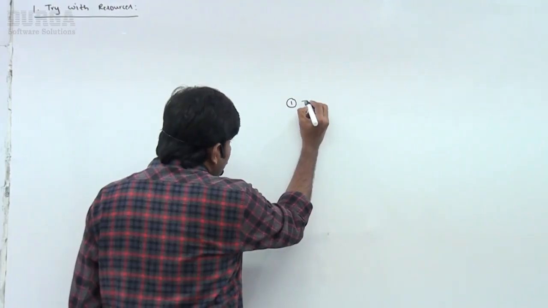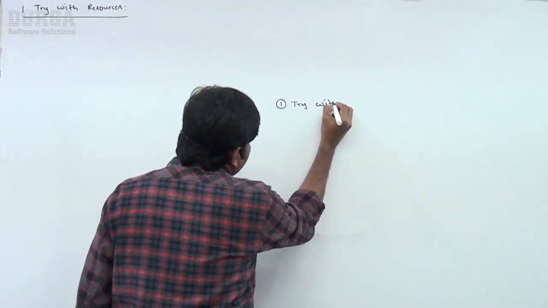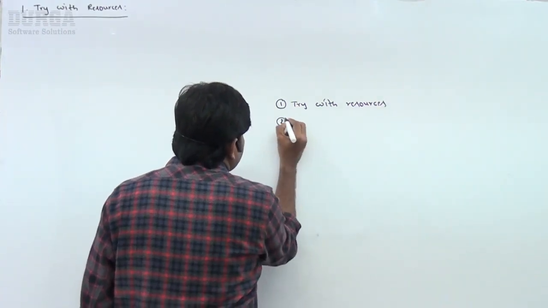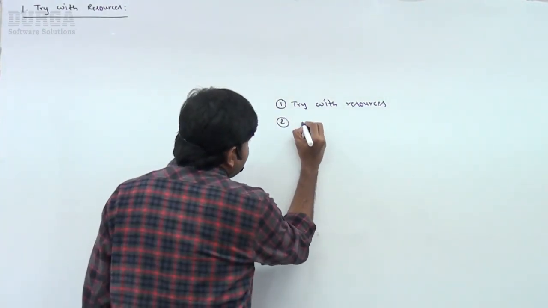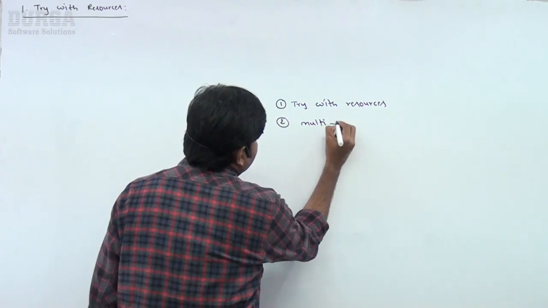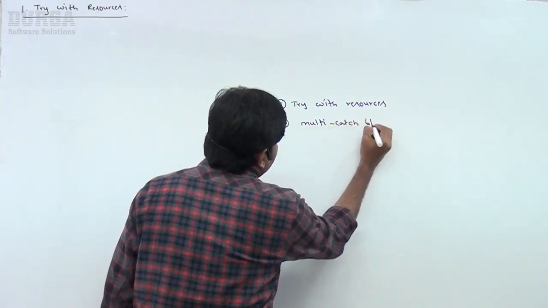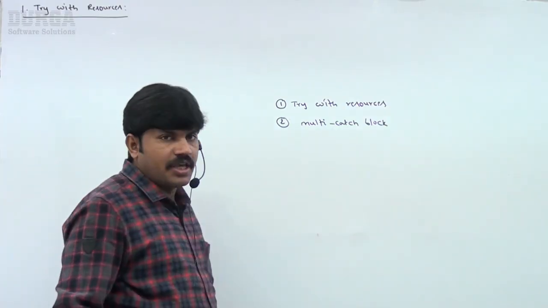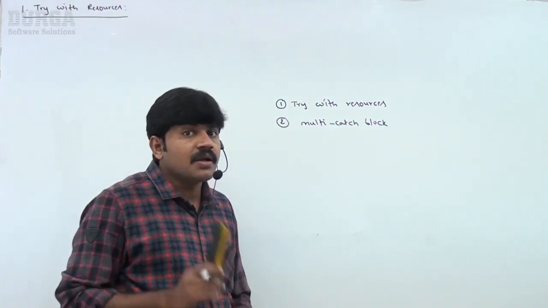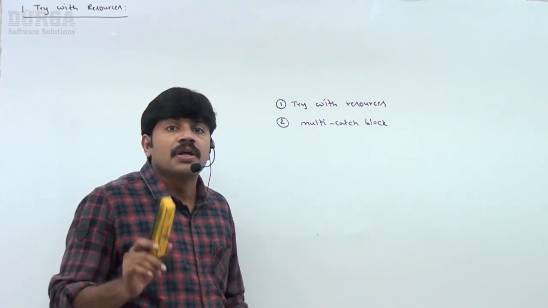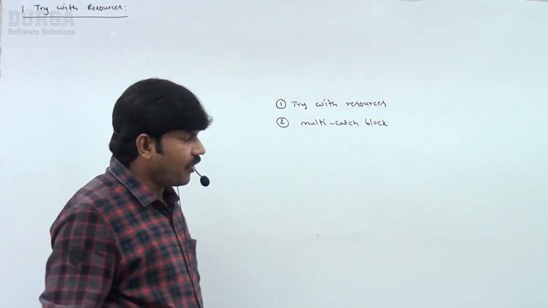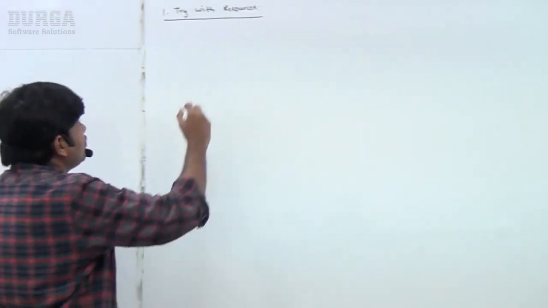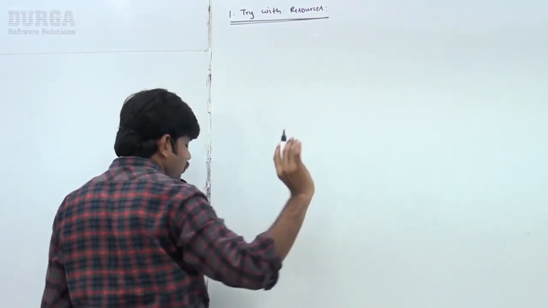The first one is try with resources. The second one is the multi-catch block. Are you getting it? Second one, multi-catch block. These are two new concepts which came in the 1.7 version. You should compulsorily have clear clarity about these things, right? So now the first concept I have to discuss is try with resources.